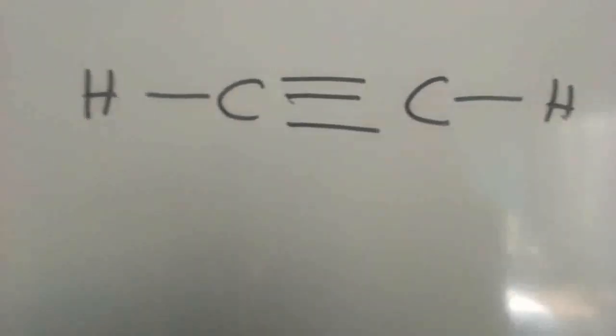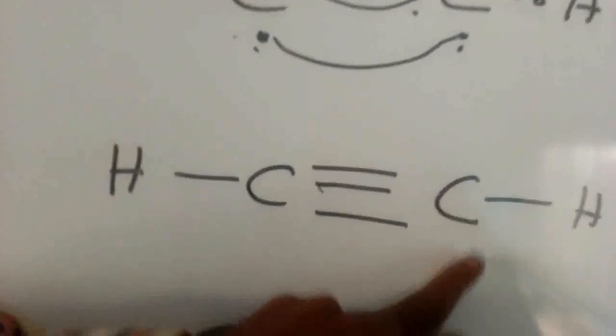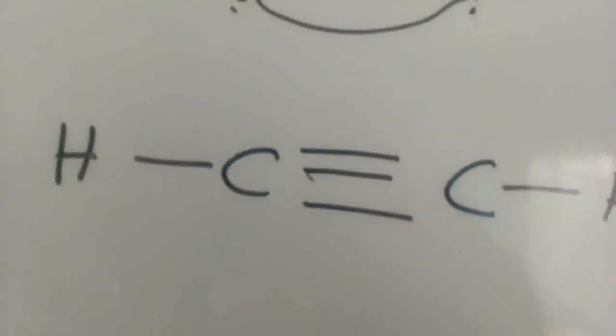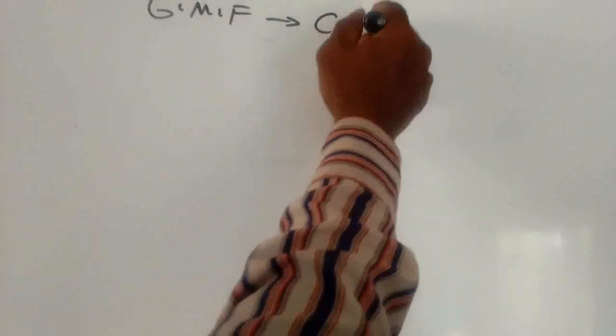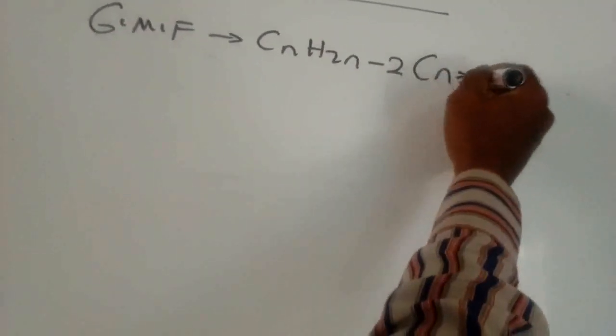So you see why, when you have a triple bond, you have to remove four atoms up and below the plane. Having done that, we have really understood the alkynes. Now let's go to the derivation of the members of the alkyne family. We say that the general molecular formula of alkynes is CnH2n minus 2, n starting from 2.